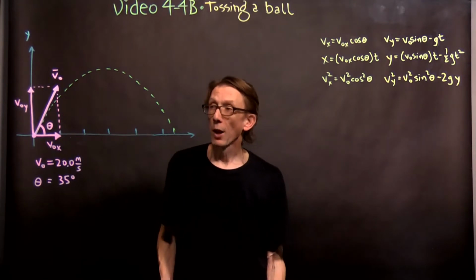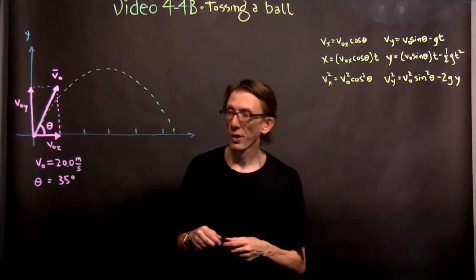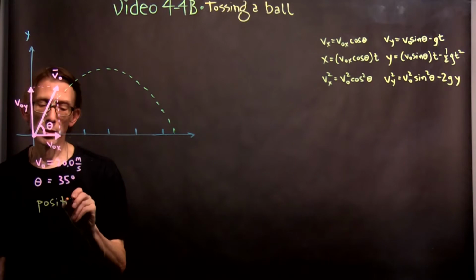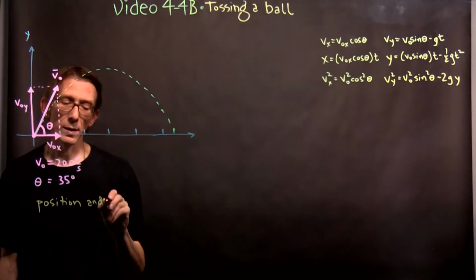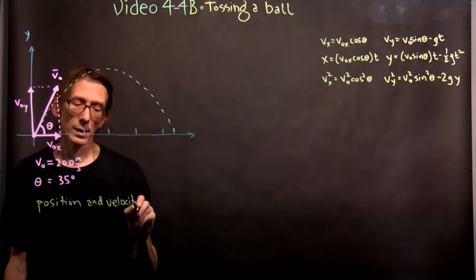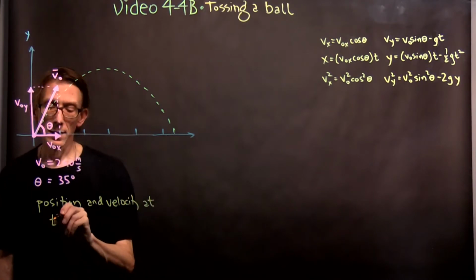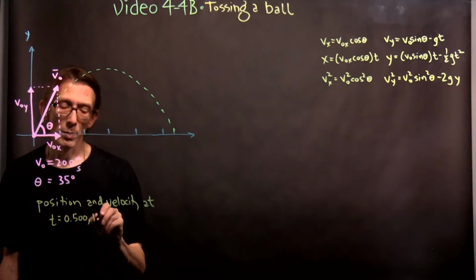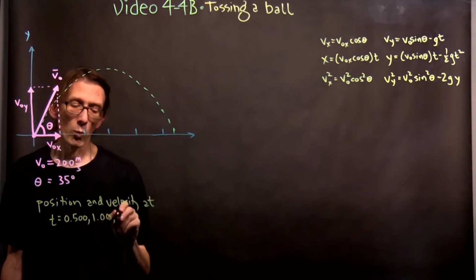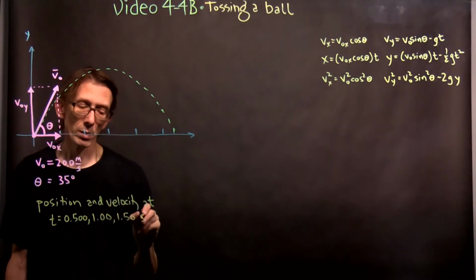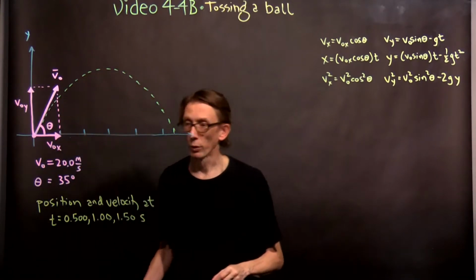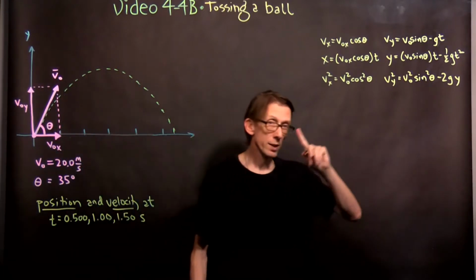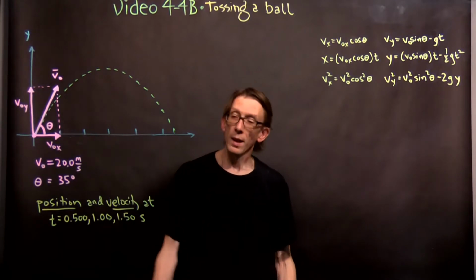All right? And so what we want to know is some really simple question here. We want to know its position and its velocity at t equals 0.500, 1.00, and 1.50 seconds. We want to know where it is and what its velocity is, not its speed, but its velocity at each one of these times.